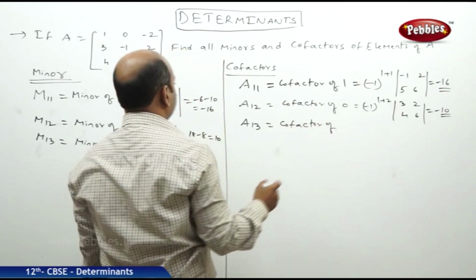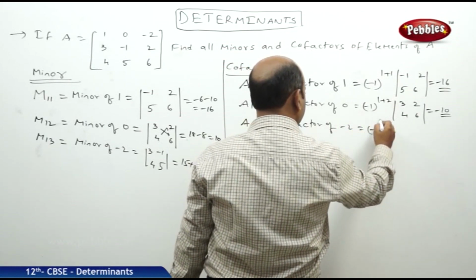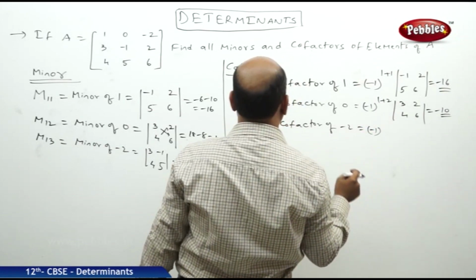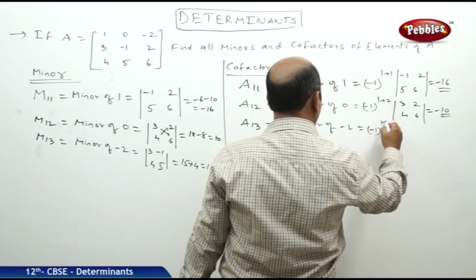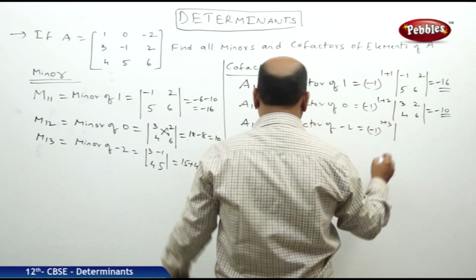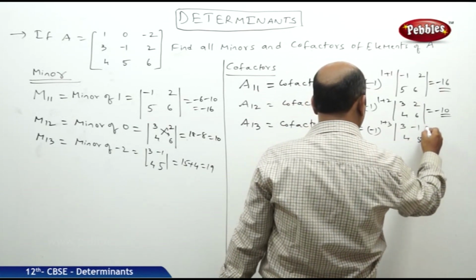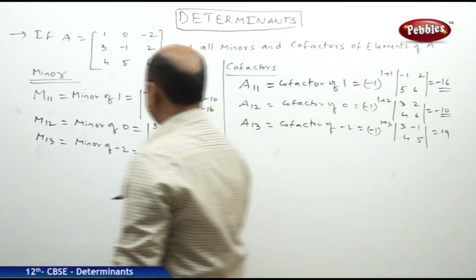cofactor of minus 2. That means here what happens? Minus 1 whole power, cofactor of A13. That means what happens? 1 plus 3 into its minor. So 3 minus 1, 4, 5. So definitely what happens? This becomes 19.